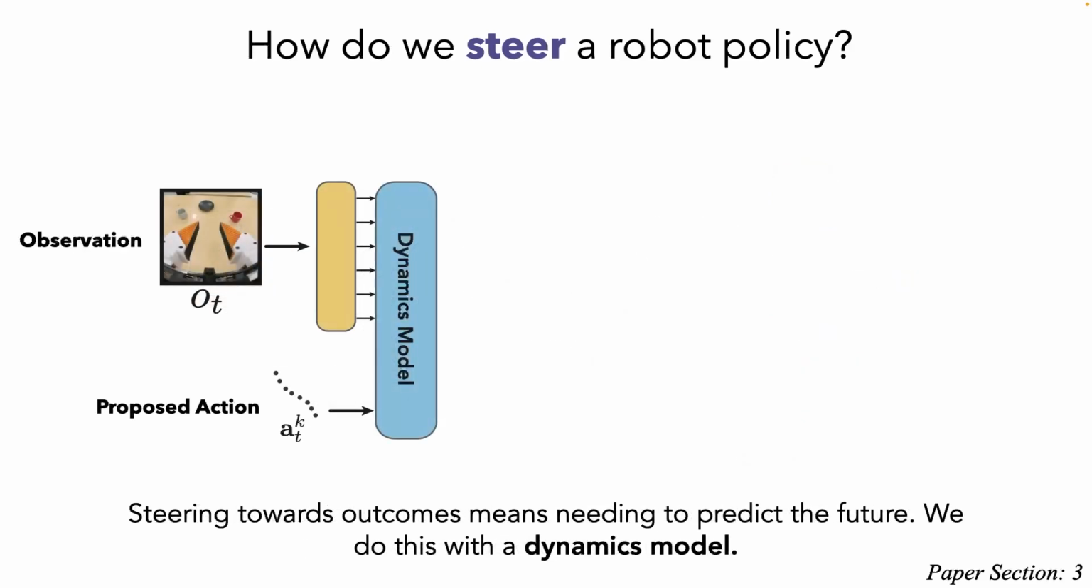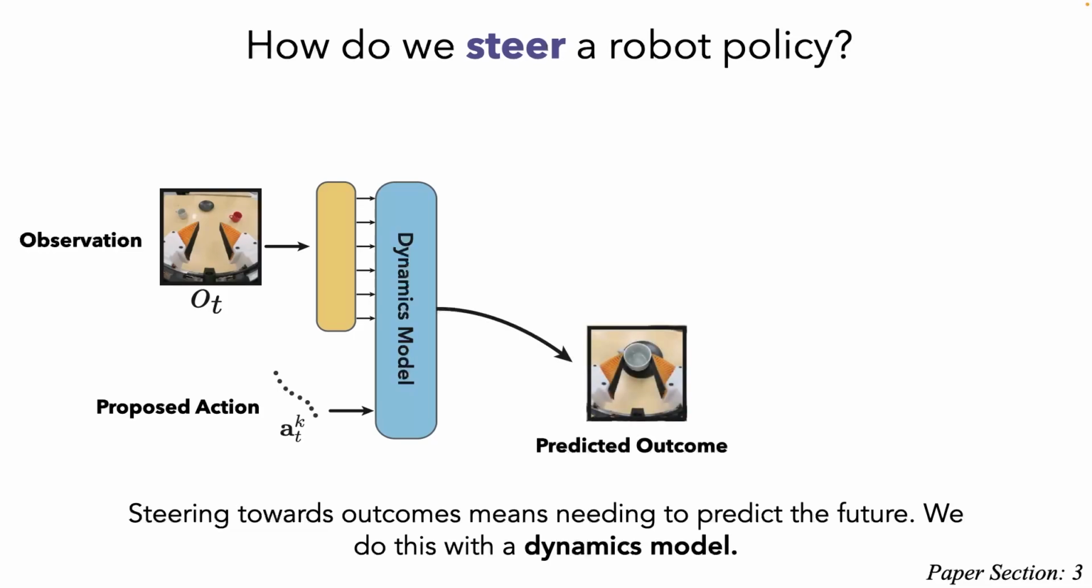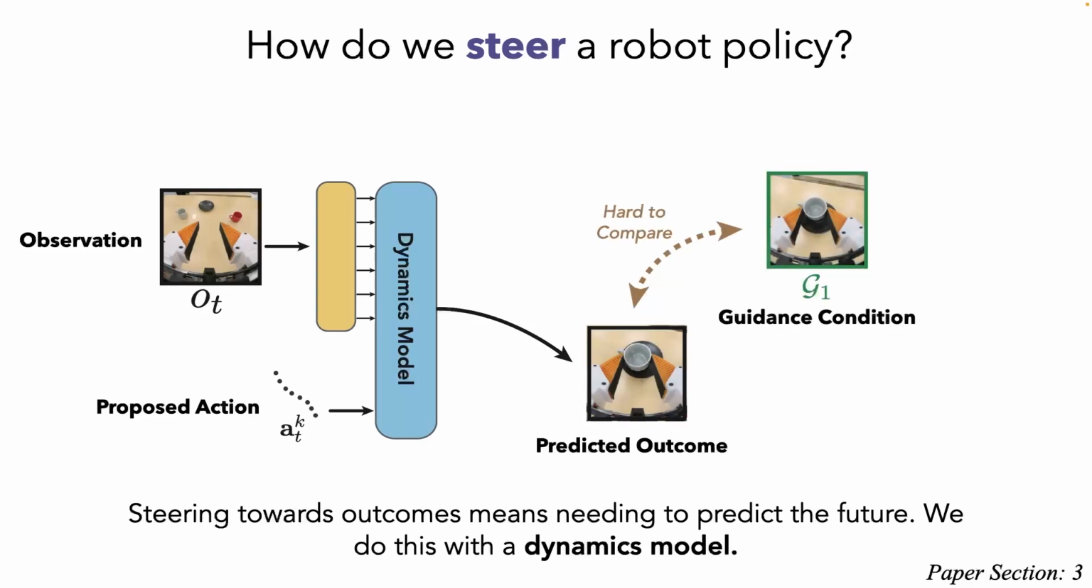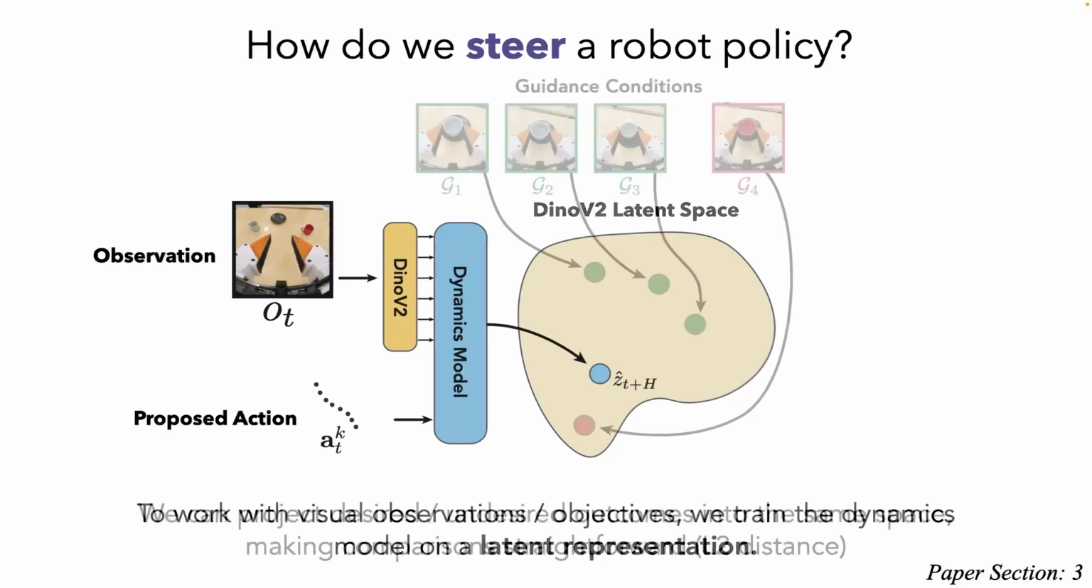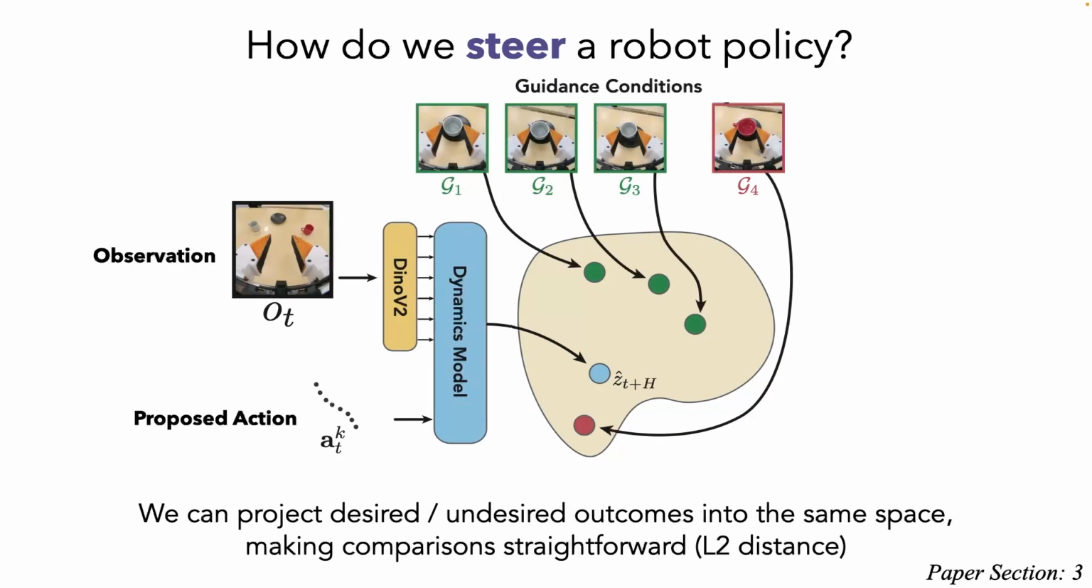Steering towards a future outcome requires knowing how current actions impact future observations, which is a good fit for a dynamics model. A dynamics model could predict a future observation directly, but comparing the predicted outcome to a guidance condition is difficult in pixel space. So instead, we use a latent dynamics model that predicts outcomes in a latent space from a pre-trained visual encoder. We can project the desired and undesired guidance conditions into the same latent space. This allows us to use simple Euclidean distance to compute the similarity between the predicted outcome and the guidance conditions.